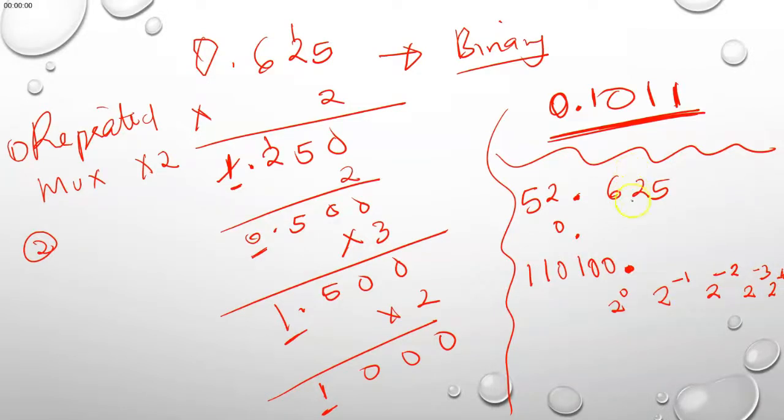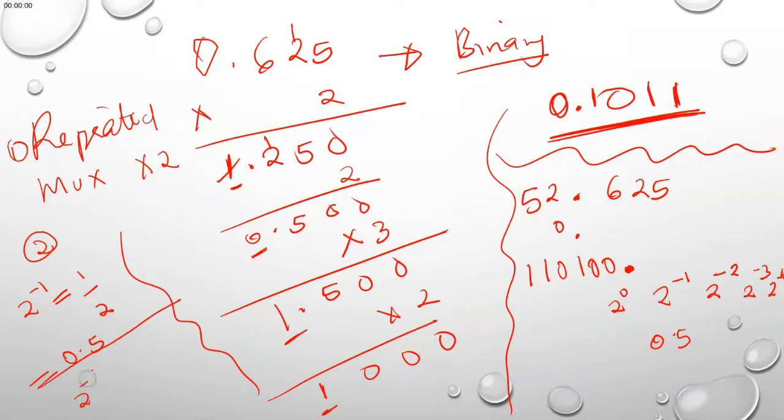So 2 to the power minus 1 is equivalent to 1 over 2, which equals 0.5. Of course, that is straightforward. If we do 2 to the power minus 2, it is equivalent to 1 over 2 to the power 2, which is 1 over 4, which equals 0.25.